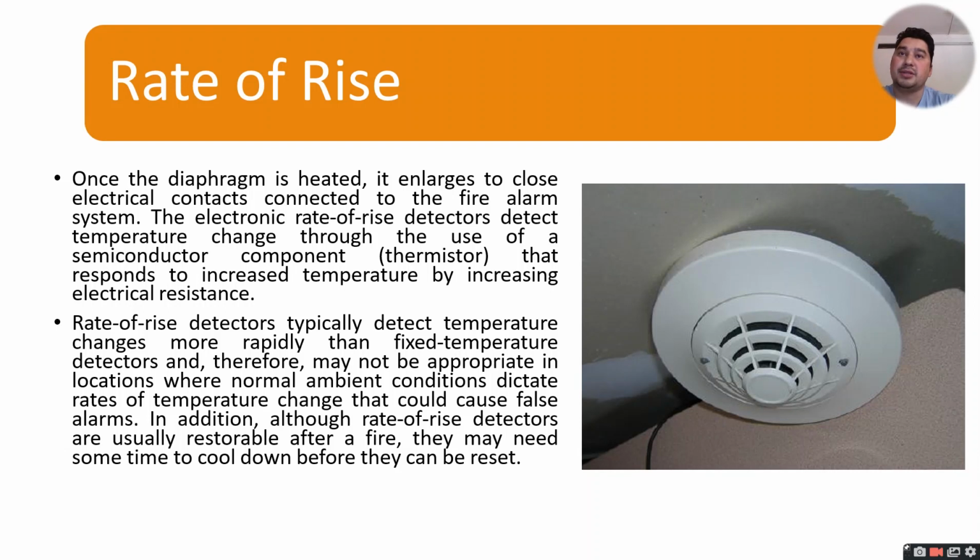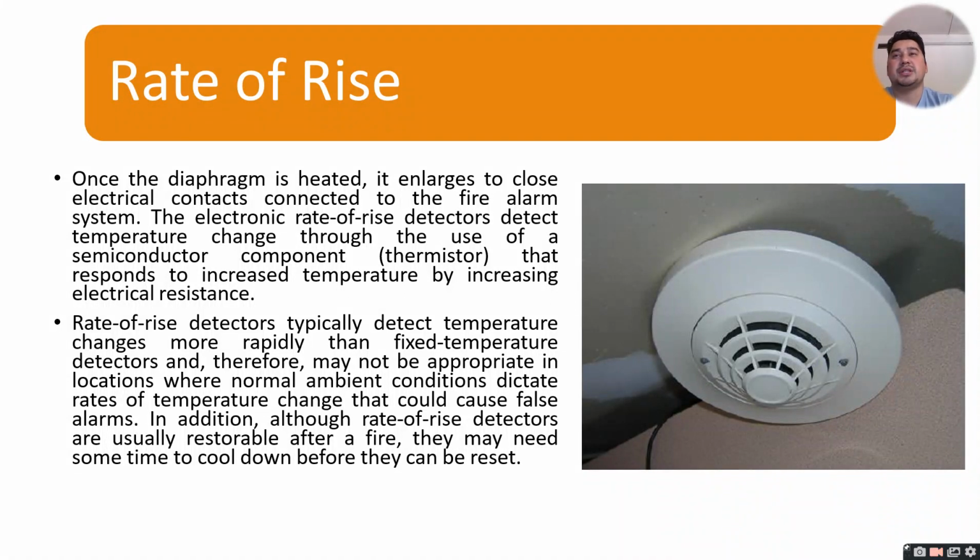The electronic rate of rise detectors detect temperature changes through the use of a semiconductor component that responds to increased temperature by increasing electrical resistance. Rate of rise detectors typically detect temperature change more rapidly than fixed temperature detectors and therefore may not be appropriate in locations where normal ambient conditions include rates of temperature change that could cause false alarms. In addition, although rate of rise detectors are usually restorable after a fire, they may need some time to cool down before they can be reset.